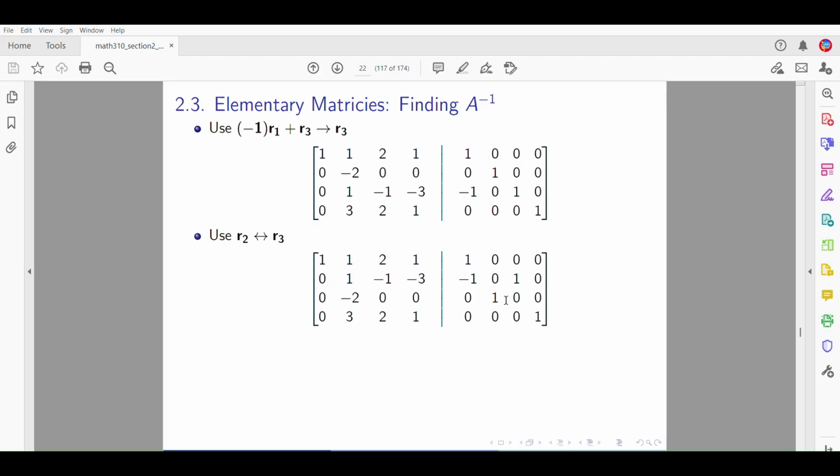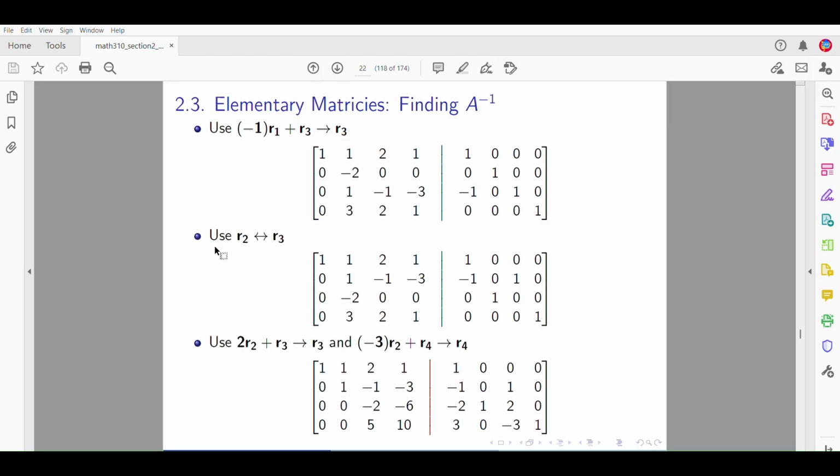All right. Now you want a 0 here and a 0 here. 2 times row 2 plus row 3. Negative 3 times row 2 plus row 4. Okay, so it gets 0 0 here.